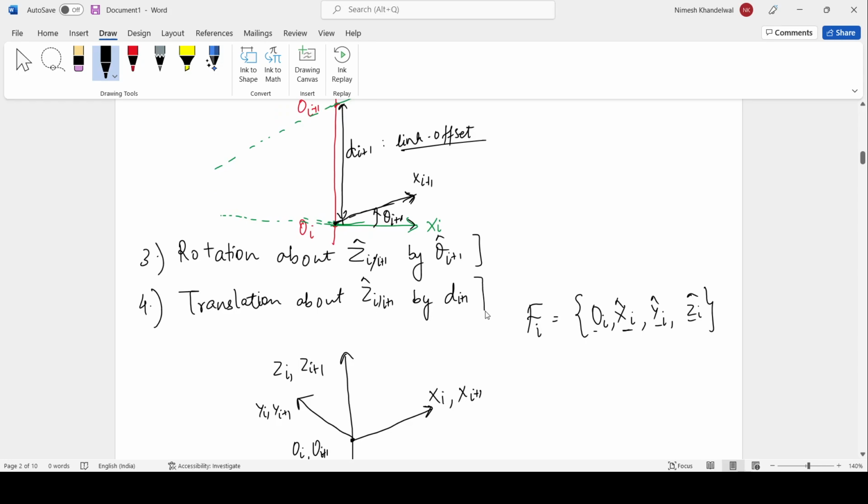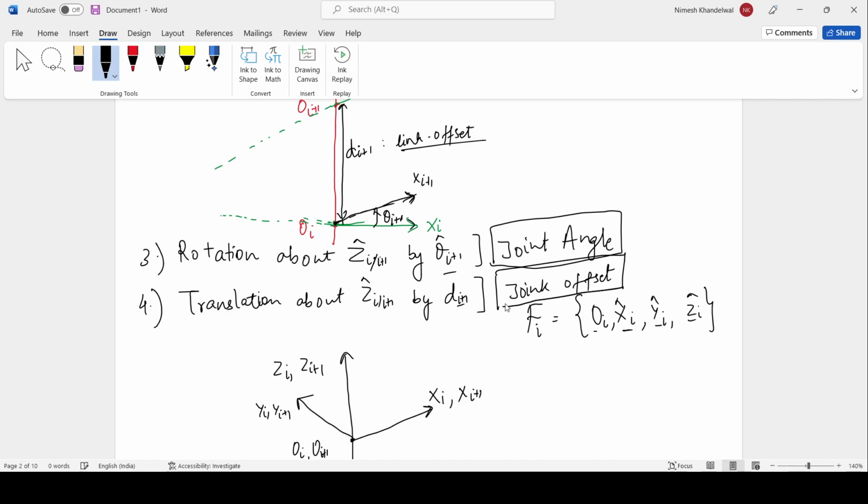Similarly there is a name for these two as well. This theta I here is called the joint angle, and this di here is called, whatever you want to call it, joint offset, link offset, or frame offset. So these are just the names.